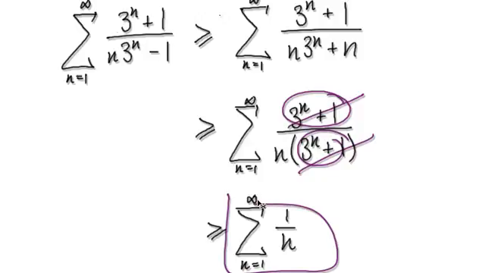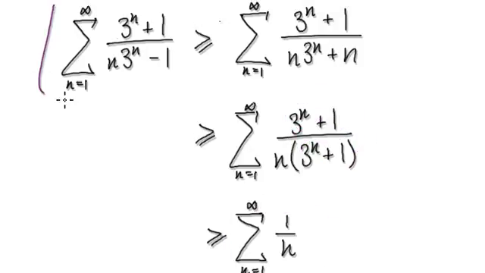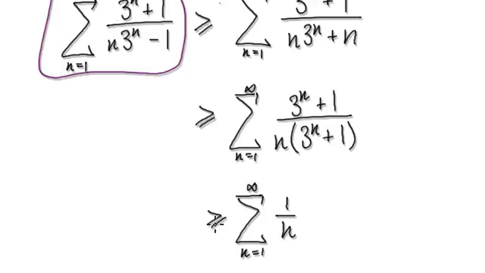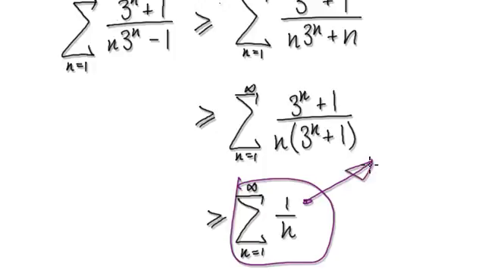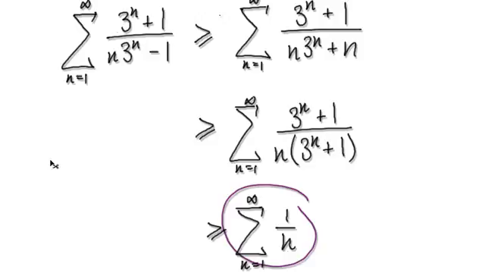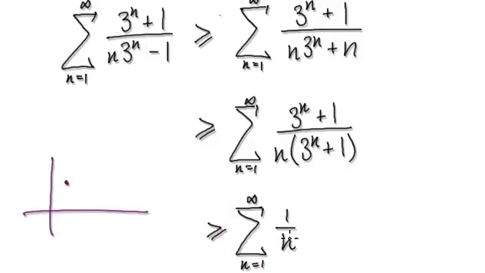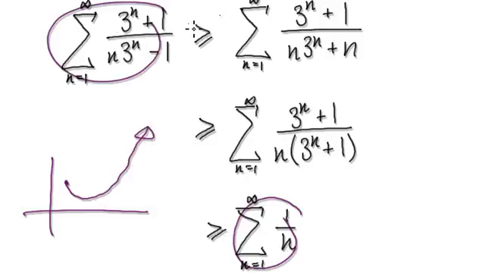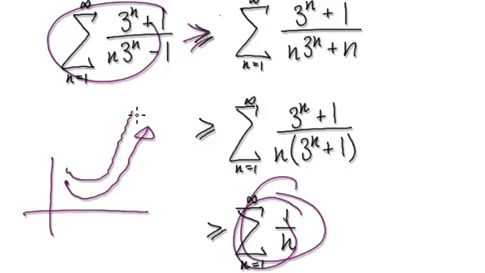So really we are comparing this with something that we know about. We know about this. This we automatically know that it's going to diverge. We've seen it many times. Well, this thing here is something that diverges and is smaller or equal to the thing that we're trying to investigate. So looking at this, the harmonic series is going to diverge, but then this thing here has to always be bigger or equal to this thing here. So it has no choice but to also diverge.